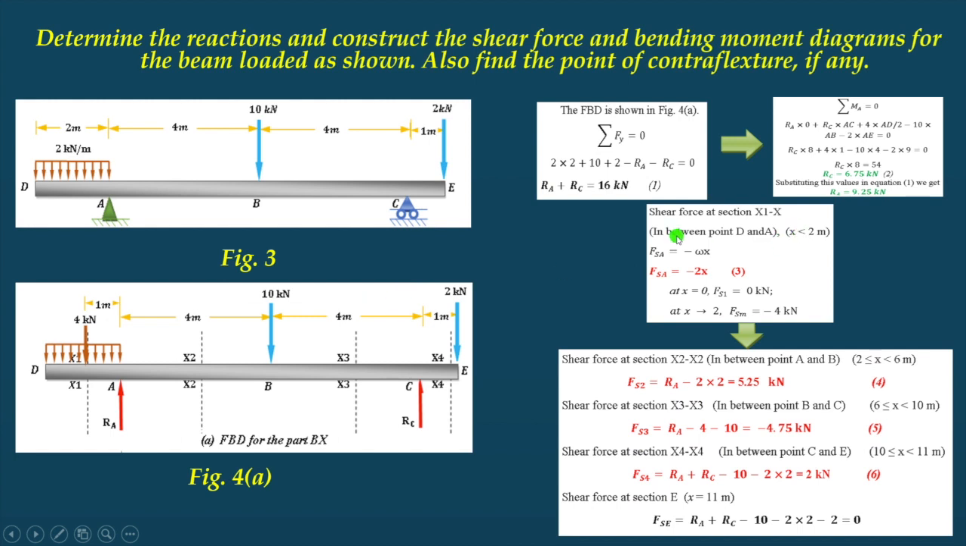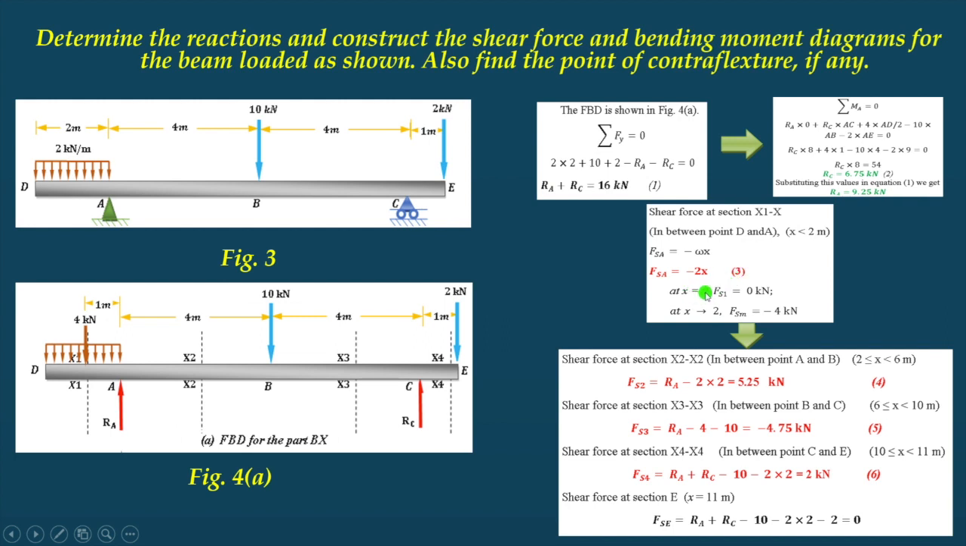The shear force here for the first segment, when x is less than 2, meaning in between D and A. What are the forces? Only distributed load is there. So magnitude is omega into x. Distance of this segment is x. So omega into x is the value. And it is downward, meaning negative. It is the negative shear. Substituting the value of omega, this 2, 2 is the intensity, so minus 2x. This is equation 3.